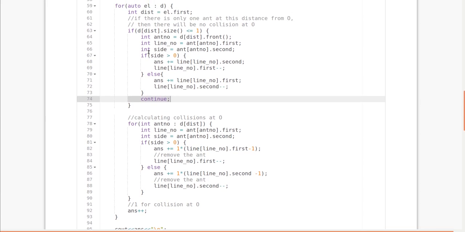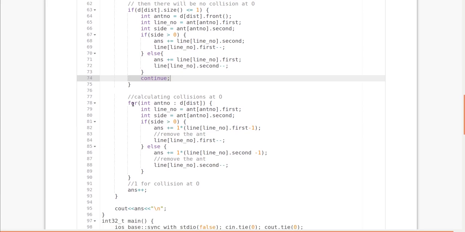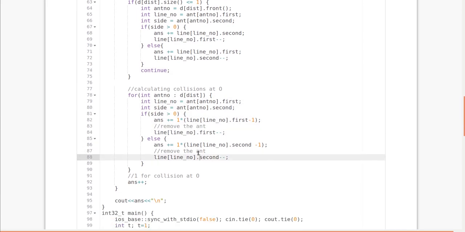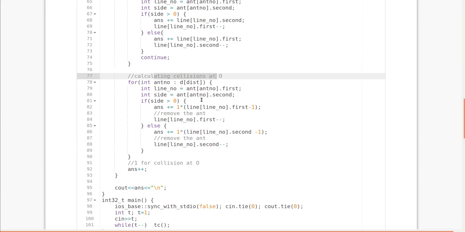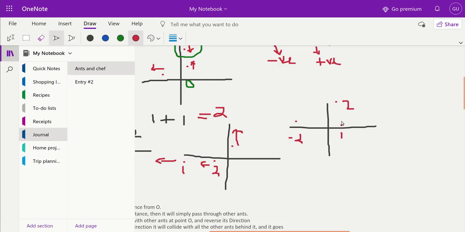Now if this is not the case, if there are more than one aunts, I'll reach here. So when I reach here, I'm calculating the collisions occurring at point O. So I gather the aunt number for each aunt having this distance, like each aunt having a distance of 2. I'm gathering the line number, and then I'm gathering on which side they are. If they are on the positive side, they will collide at point O and then reverse the direction after colliding.